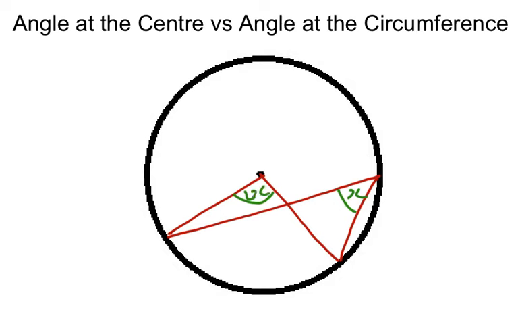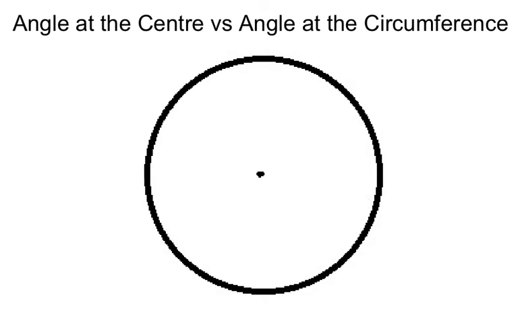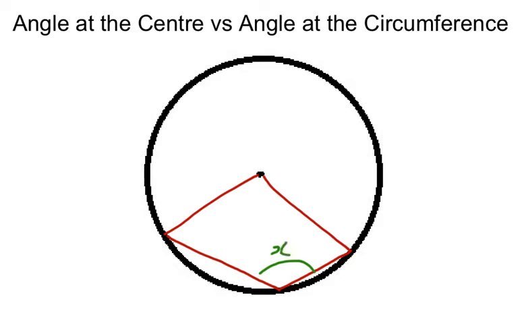The other one is when the arrowhead is inverted. That is, we have the angle at the circumference and the angle at the centre on this side. This time, the angle at the circumference is this one here, this is x, and the angle at the centre is this one here around the outside, is 2x.